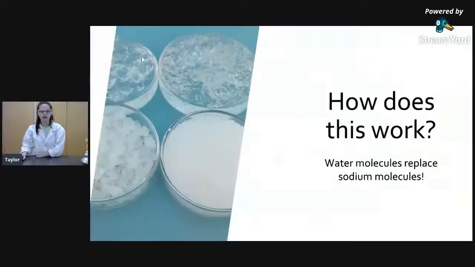But let's talk about why. It works basically because sodium polyacrylate is a polymer. Each monomer in the chain has a molecule of sodium attached to it, and when the water is added to this chain, it kind of displaces the sodium off of the monomers, and the water replaces it, and it makes the chain expand. So in this solution, we have a lot of loose sodium molecules, and the water is now part of the polymer chain.